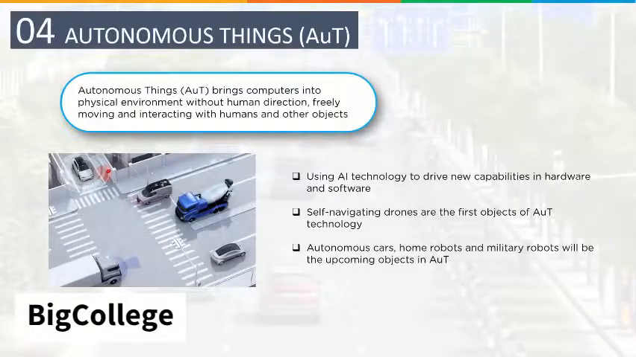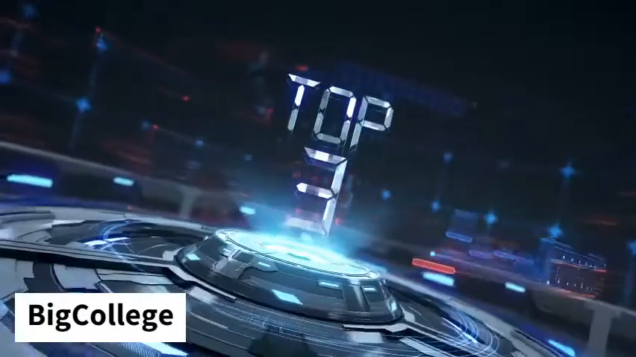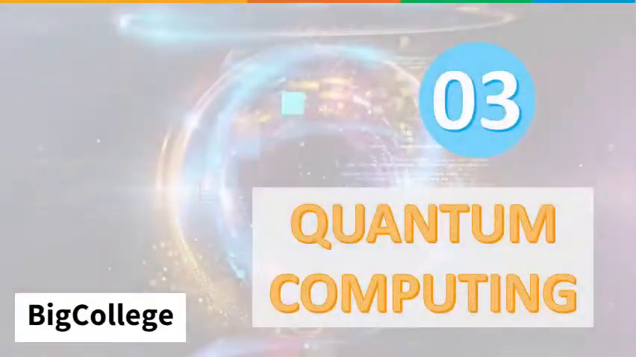Now, it all started with self-navigating drones, which were one of the first projects that have been taken up under AUT. Some of the upcoming projects under AUT are autonomous cars or self-driving cars, home robots, and military robots. Now, as you already know, there are several companies that are already working on autonomous cars. So it's only a matter of time before we can have a truly autonomous car on the roads. And all of that is thanks to autonomous things. At number 3, we have quantum computing.